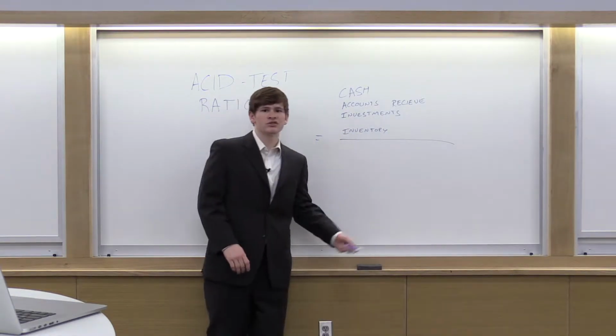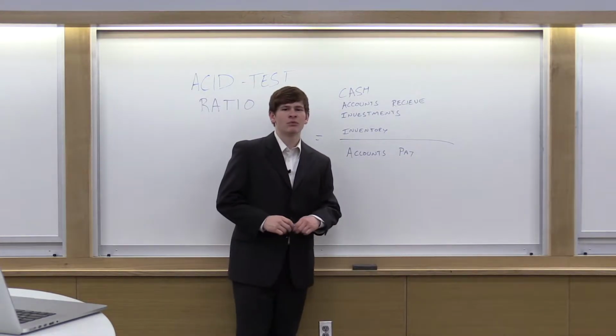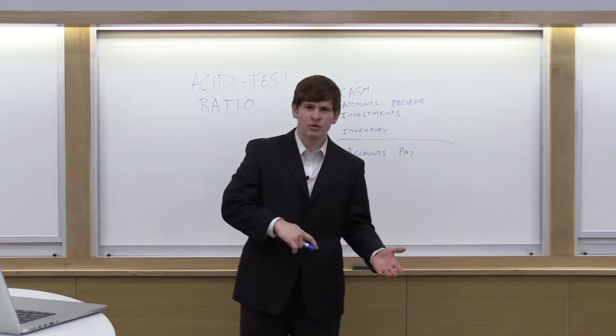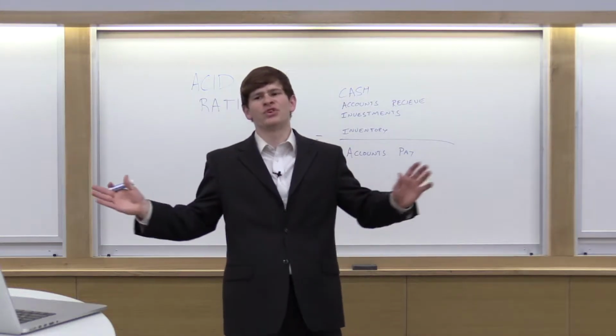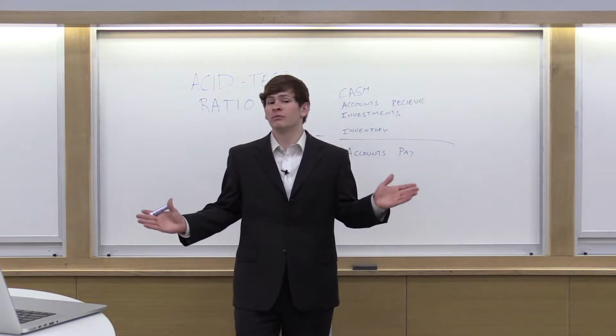Now, the denominator is just current liabilities. Pretty simple. That's mostly always accounts payable. There are some other things like notes payable if it's within a year. For the sake of convenience, we're just going to go with accounts payable. Those are all the short-term liabilities.